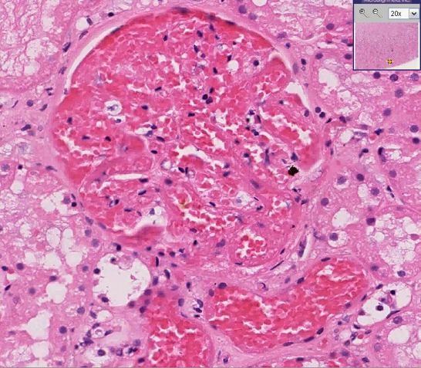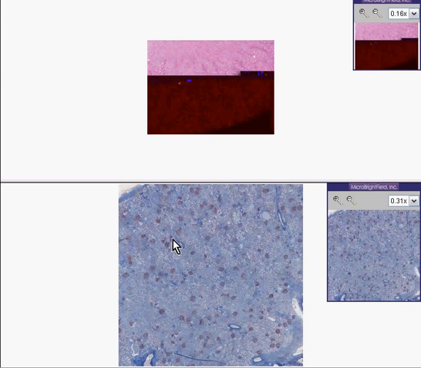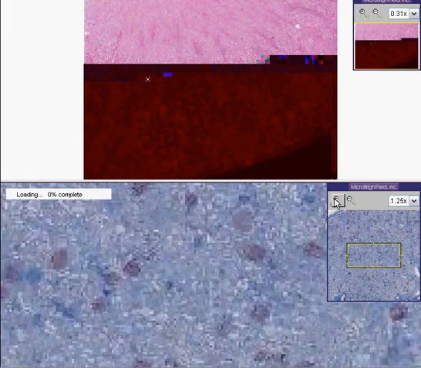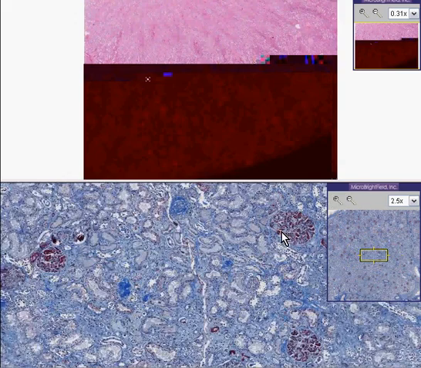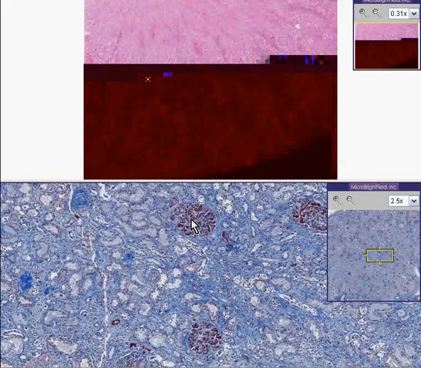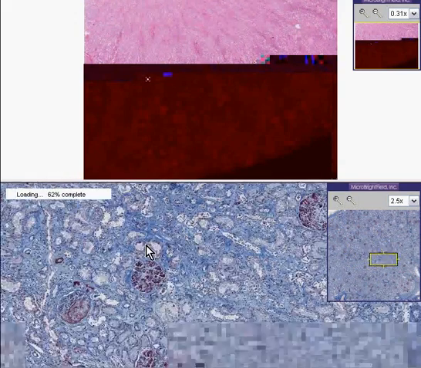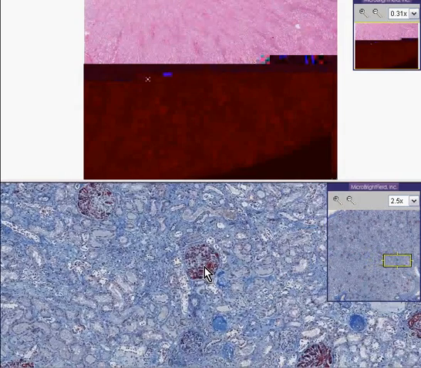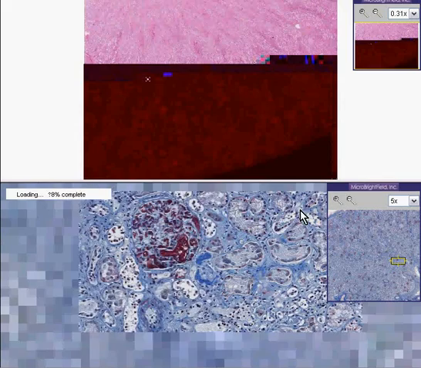Well, if you were to do a stain which is fairly specific for fibrin, called an MSB stain, which stains fibrin nice and brown, you will notice that fibrin is accumulating in all of these glomeruli that look red. These are not just hyperemic glomeruli, they are filled with fibrin.